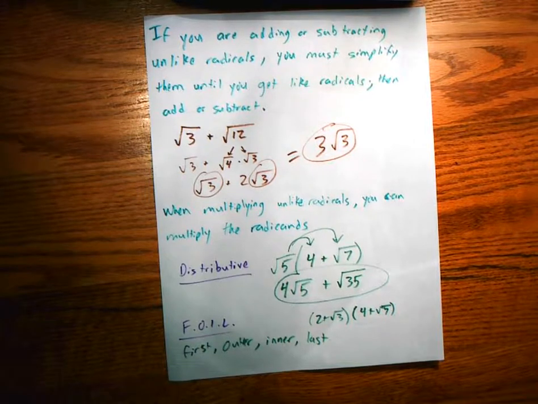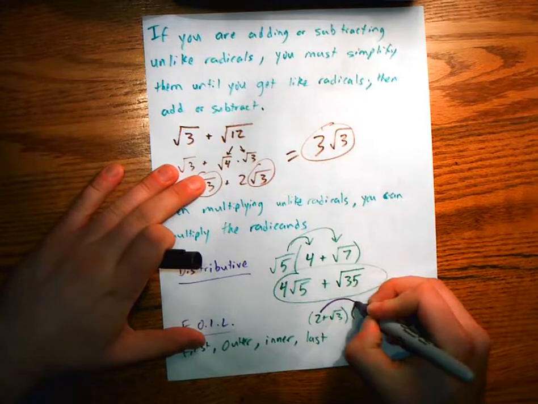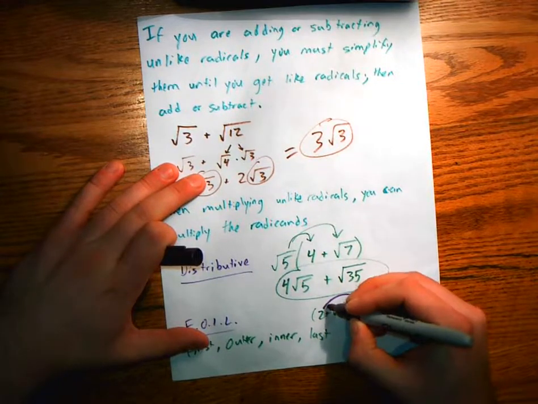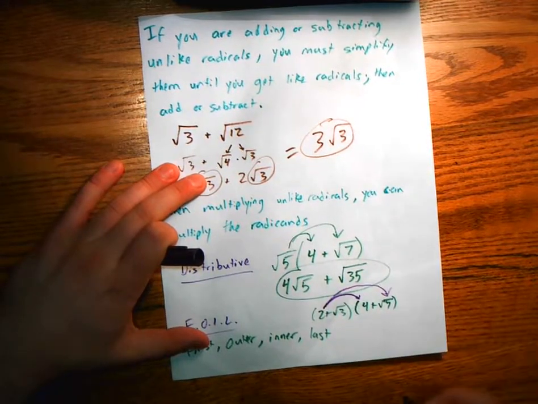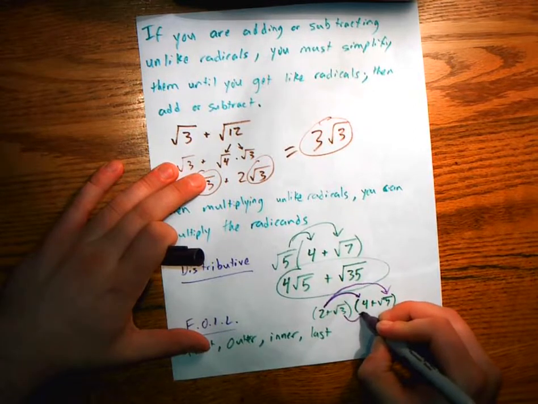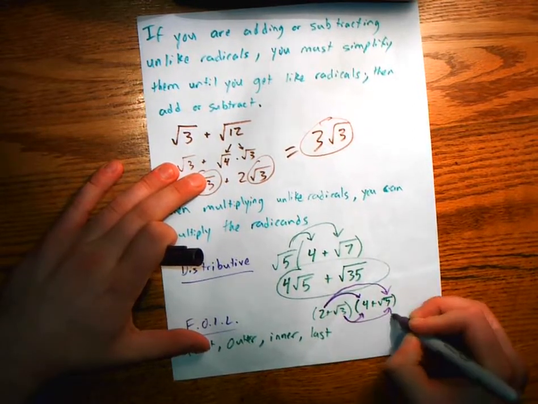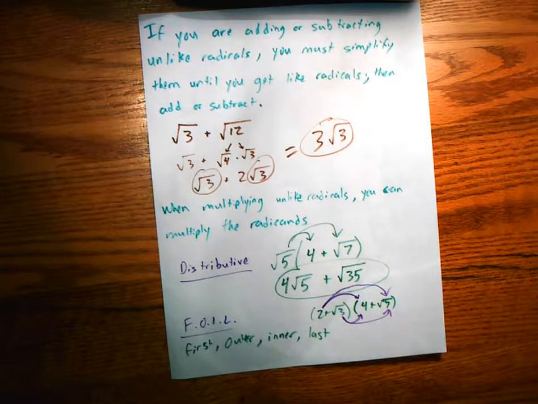So when you multiply first, outer, inner, last, multiply 2 times 4, and then to multiply the outer ones together, 2 times the square root of 7, inner, square root of 3 times 4, and then last is the square root of 3 times the square root of 7. We'll go through some more examples in class, but that should be somewhat review for you guys.